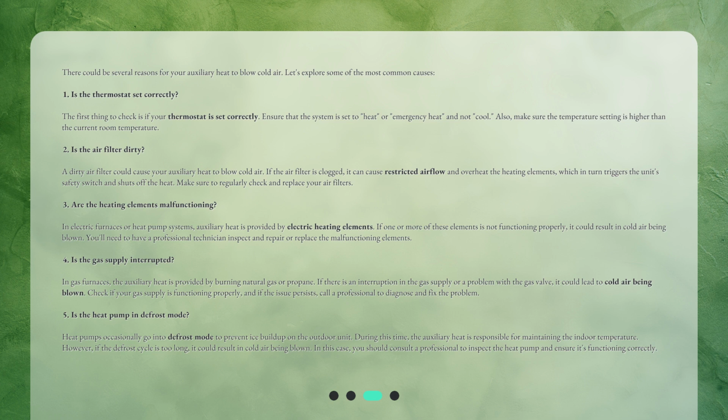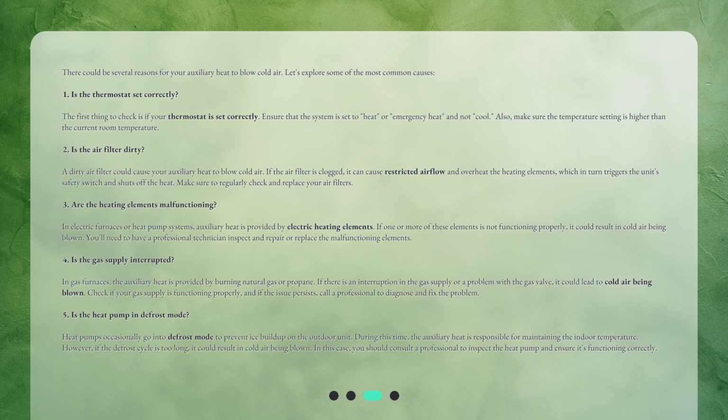2. Is the air filter dirty? A dirty air filter could cause your auxiliary heat to blow cold air. If the air filter is clogged, it can cause restricted airflow and overheat the heating elements, which in turn triggers the unit's safety switch and shuts off the heat. Make sure to regularly check and replace your air filters.